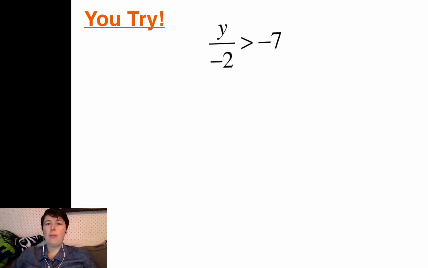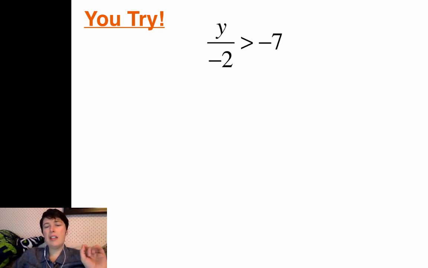Okay, so it's your turn now. Let's test you out and see if you're ready for this. So here is your you try problem. Today, you're going to solve for y. Y over -2 is greater than -7. Right now, hit the pause button on your device and see if you can correctly solve and graph this.